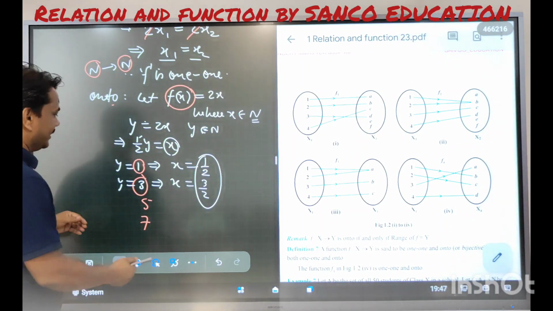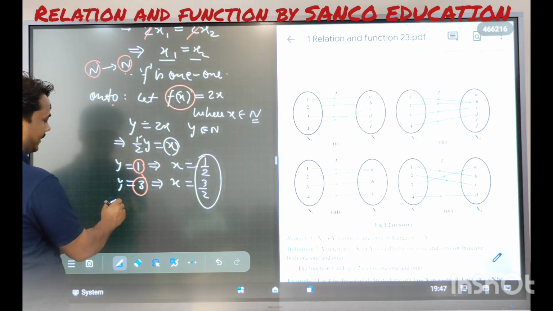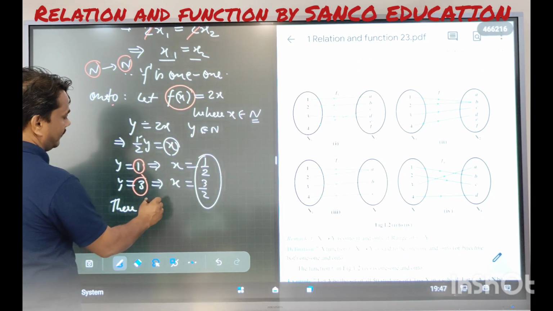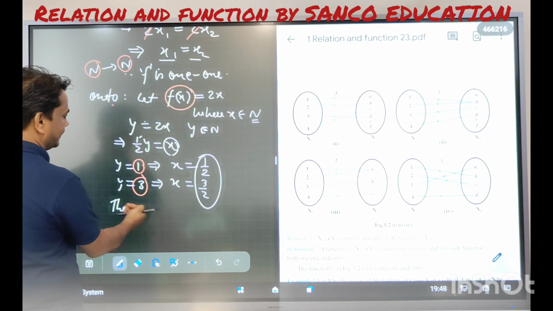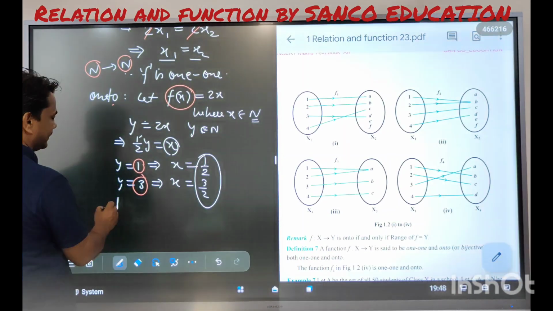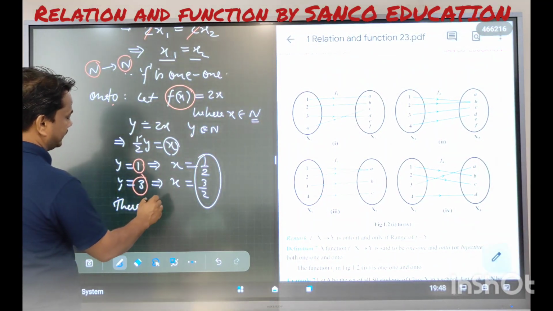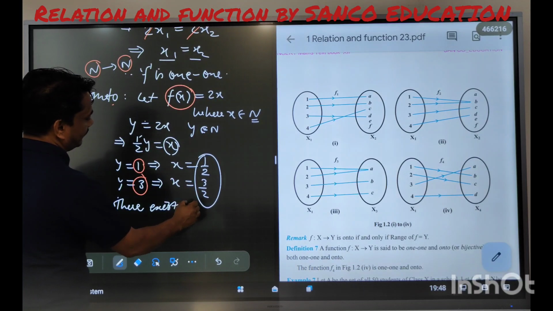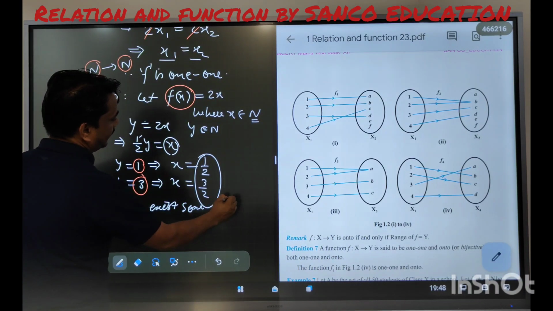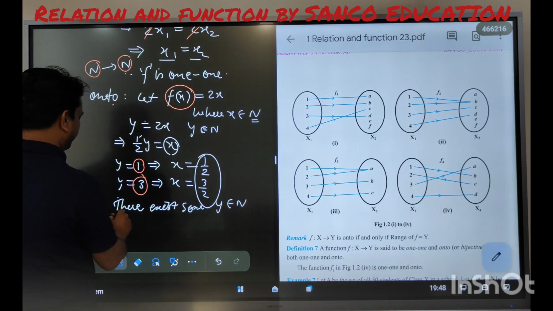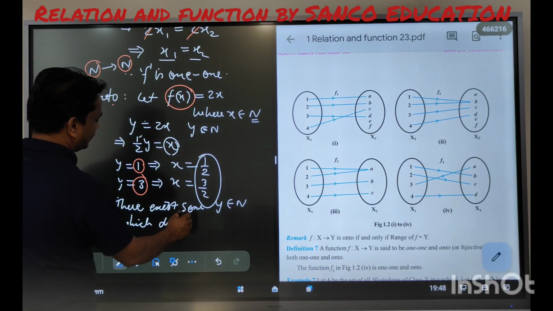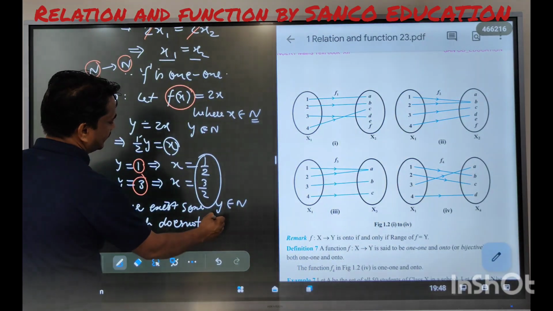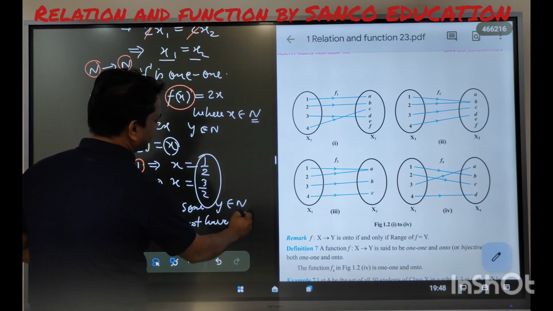So here you will write the statement. There exist, here you can write, this symbol also you can use here, there exist some y, natural, which does not have a pre-image.